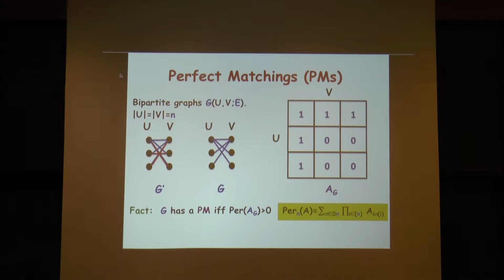What is the permanent? The permanent is just like the determinant, but without the sign. So you just go over all possible diagonals and you add them up without signs. So it's very easy to see that there is a perfect matching here if the permanent is positive. And okay, that's a problem. What's the best algorithm? What's the complexity of this problem?